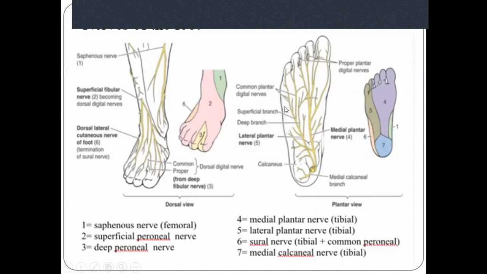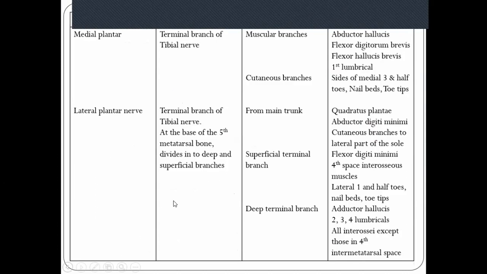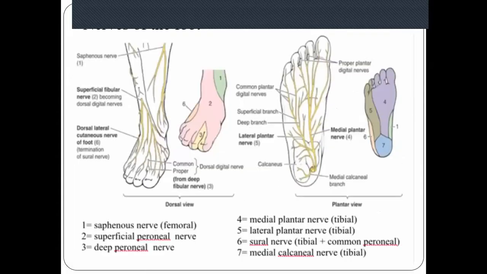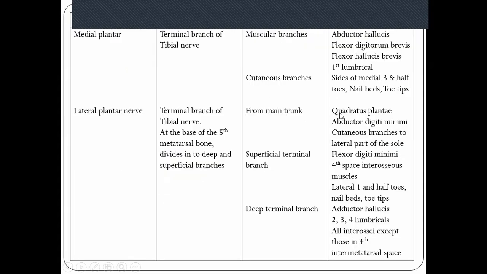Okay, so it gives off branches to quadratus plantae, abductor digiti minimi, and cutaneous branches to the lateral part of the sole from the main trunk. This is the main lateral plantar trunk now. Here it gives branches to these muscles and the cutaneous branches.